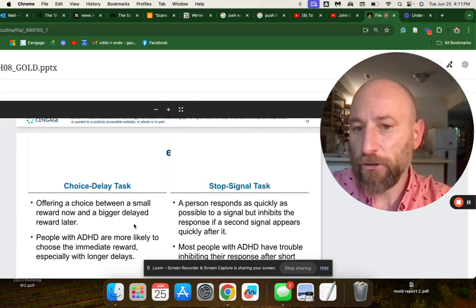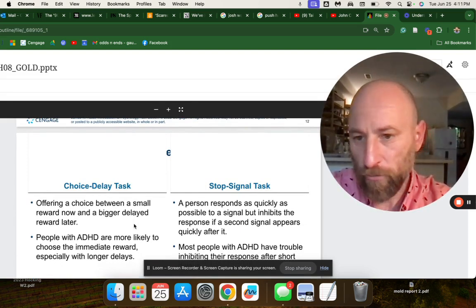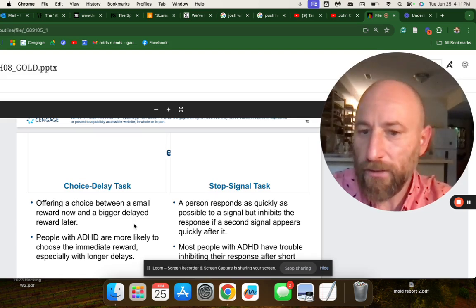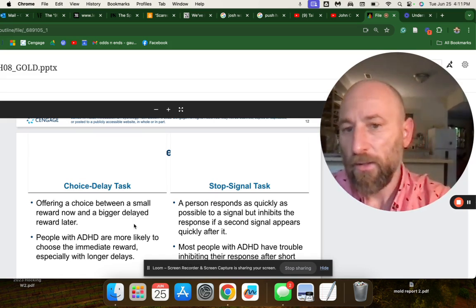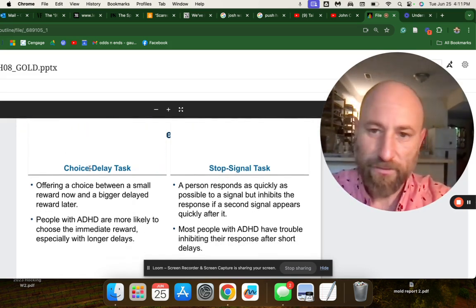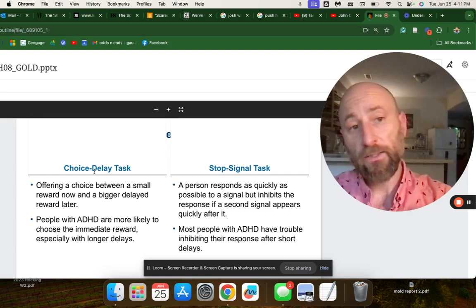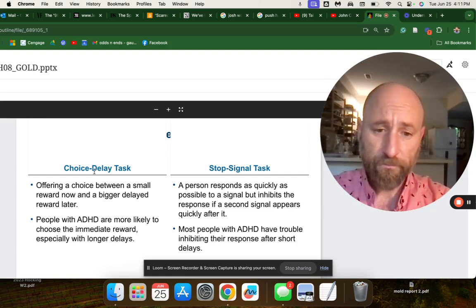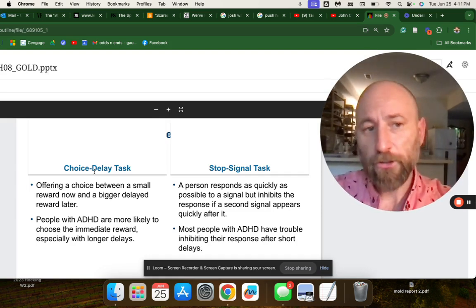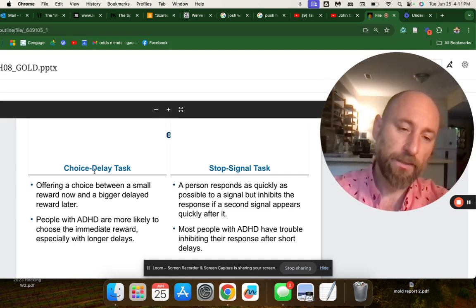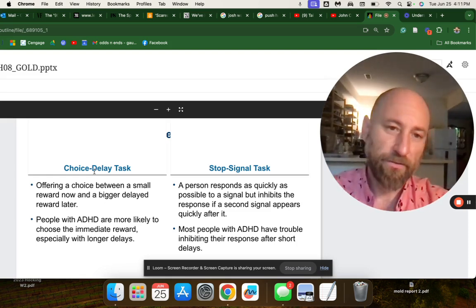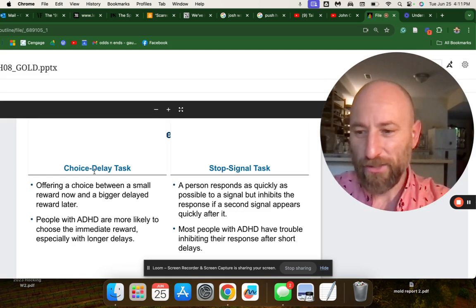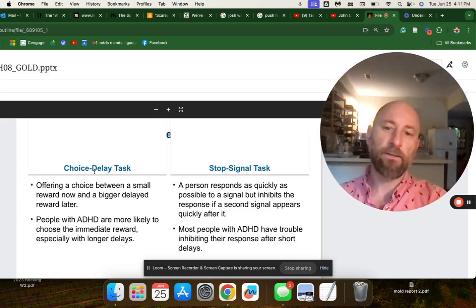Choice delay task and stop signal task. Choice delay task: offering a choice between a small reward now and a bigger reward later. People with ADHD are more likely to choose the immediate reward, especially with longer delays. This was famously done in the marshmallow experiment. Psychologists at Stanford University brought little kids in and said, here's a marshmallow, you can eat it now, but if you wait 5 or 10 minutes until I come back, I'll give you a second marshmallow. And the videos are really funny. You watch little kids trying to squirm in their seat, waiting for that second marshmallow.